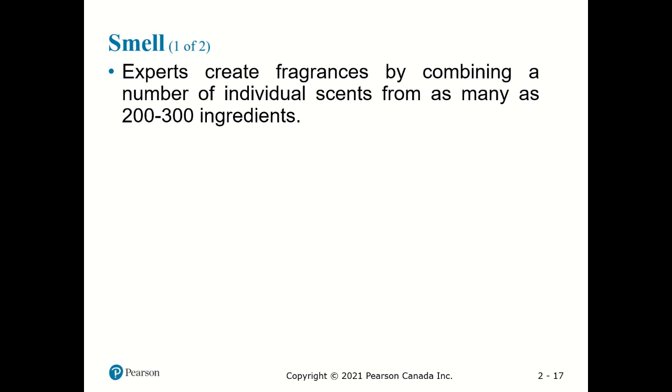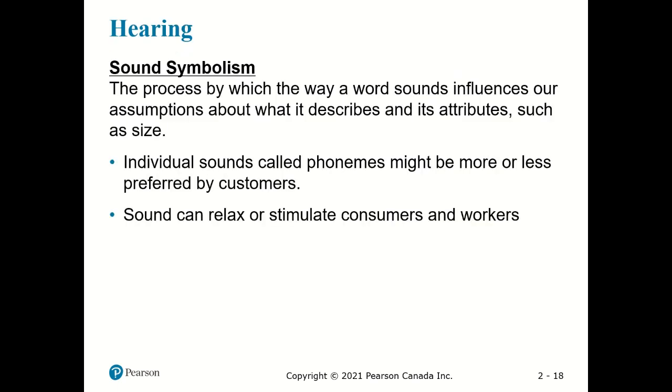Experts create fragrances by combining a number of individual scents from as many as 200 to 300 ingredients. It is the combination of all these ingredients that produces the smells and makes a fragrance or a perfume. Now next comes hearing, sound symbolism, the process by which the way a word sounds influences our assumption about what it describes and its attributes, such as size. Individual sounds called phonemes might be more or less preferred by customers.